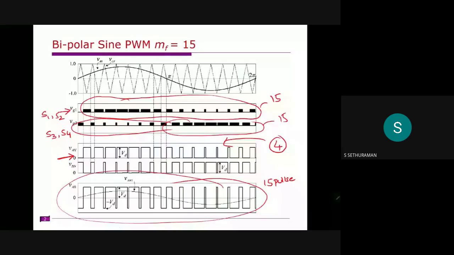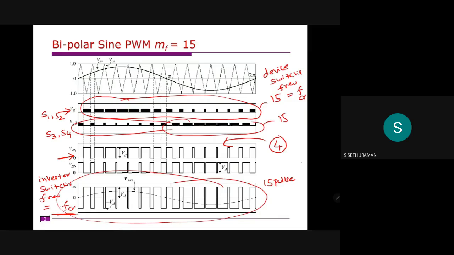So that is the device switching frequency. The device switching frequency is equal to the carrier frequency. Clear? The device switching frequency when you are using bipolar sine PWM is equal to the carrier frequency. Clear? Similarly, you have the inverter switching frequency, right? That is also equal to the carrier frequency.